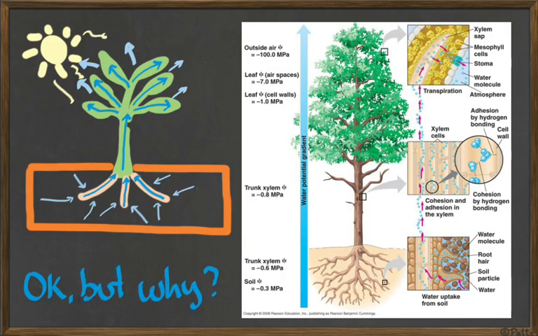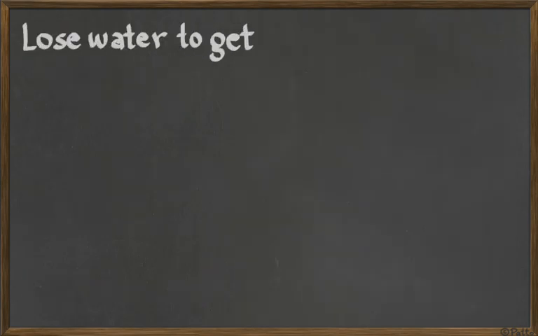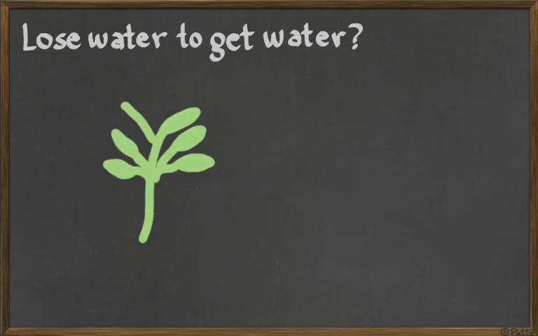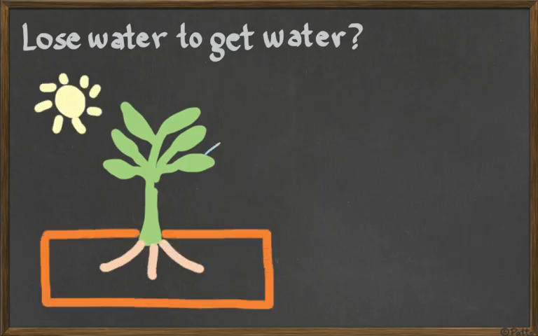Okay, but why? The other question would be, the plant loses water to gain water. I hope you understood the mechanism, how it works. But the question is, why lose water to gain water? What's the point? If the plant has water, why lose water to get more water? And the answer is that when the plant gets water, it doesn't get only water.